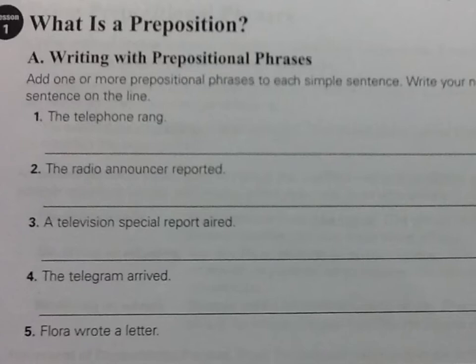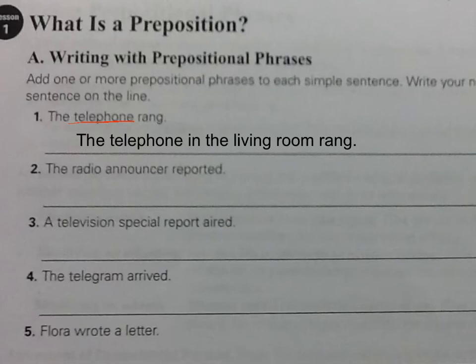In this first one, I'm going to pick the noun telephone. I'm going to write a sentence really quick with a prepositional phrase in it. The telephone in the living room rang. So what I did is, to modify the telephone, I added this prepositional phrase, in the living room. So I used the preposition in, and its object is room.